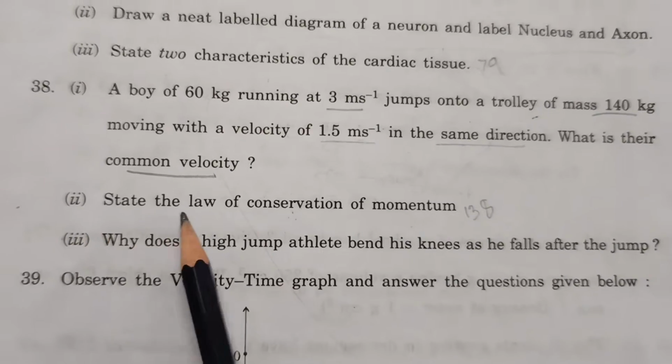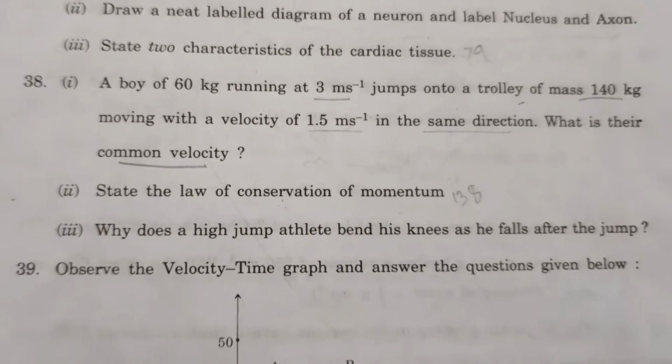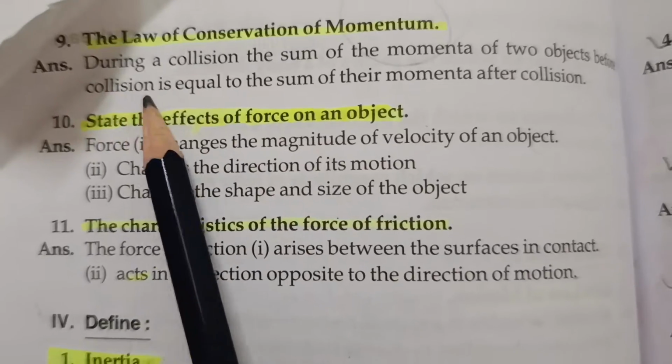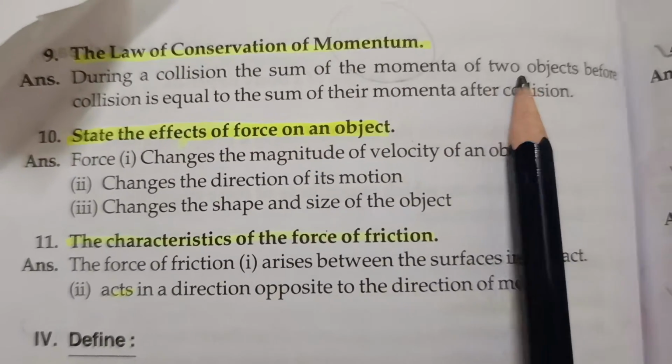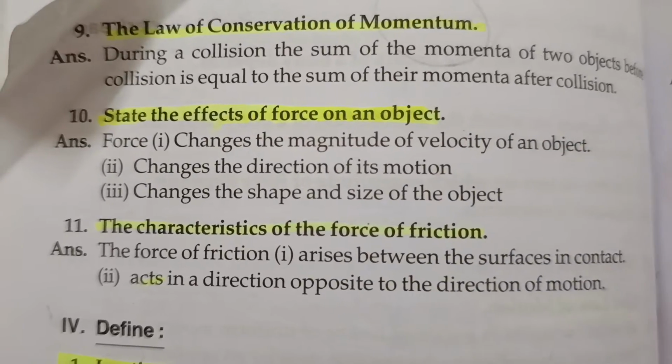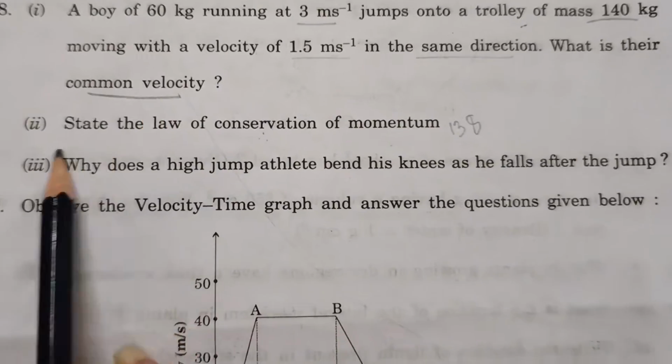Question number 2. State the law of conservation of momentum. The law of conservation of momentum: during a collision, the sum of the momenta of the two objects before collision is equal to the sum of the momenta after collision.